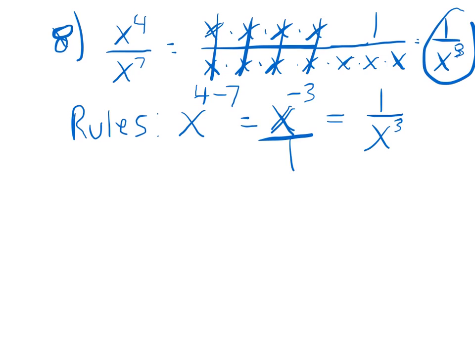Let's do example 9. We have w to the negative 6 over w.